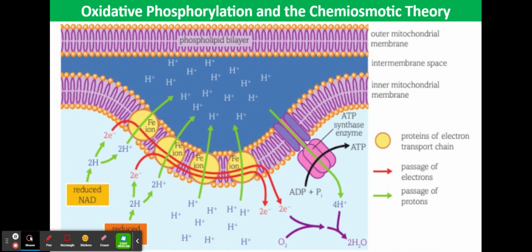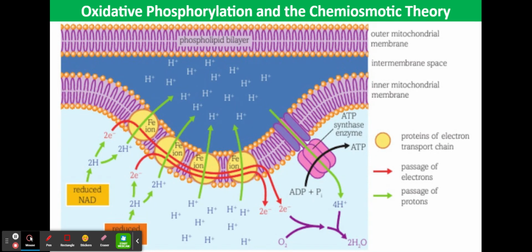As protons accumulate in the intermembrane space, a proton gradient forms across the membrane. Proton gradients generate a chemiosmotic potential that is also known as a proton motive force, or PMF. They are a source of potential energy. ATP is made using the energy of the proton motive force.